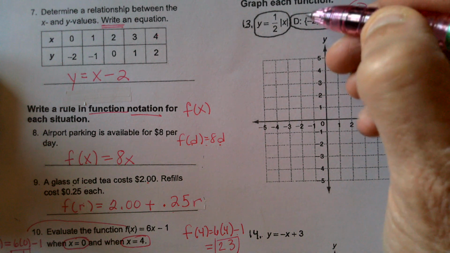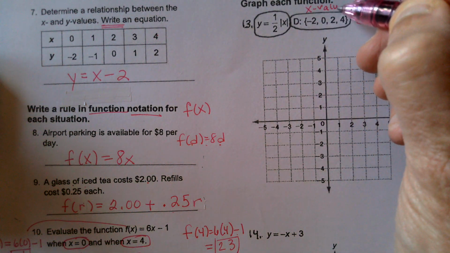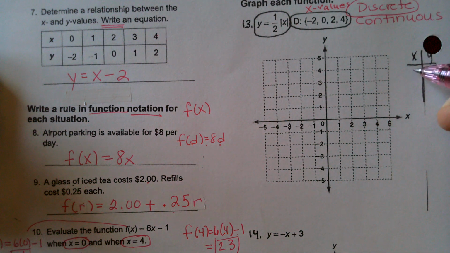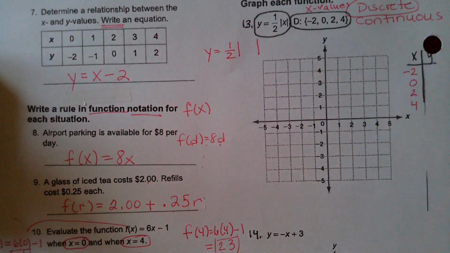So, again, this is D for domain. Those are your X values. So we're going to pop them in over here: -2, 0, 2, 4. Now I need to substitute them into my equation and see what my y is. So y equals 1/2 absolute value. And I'm going to use an erasable marker for this so that I can erase it.